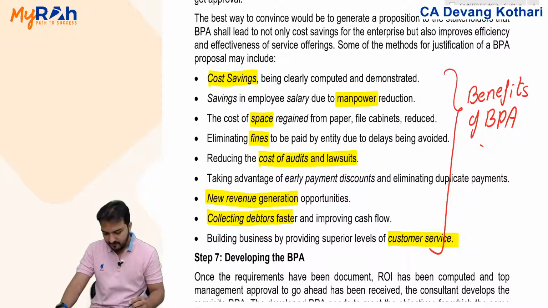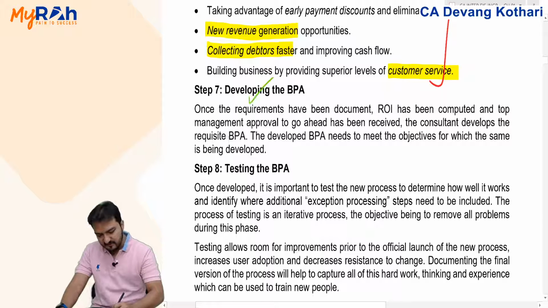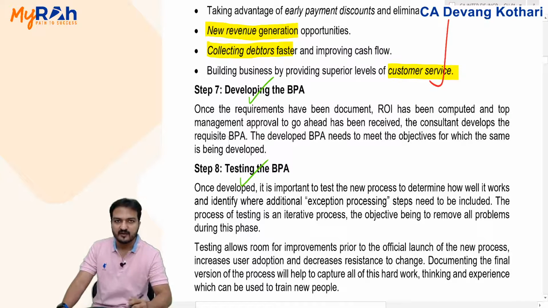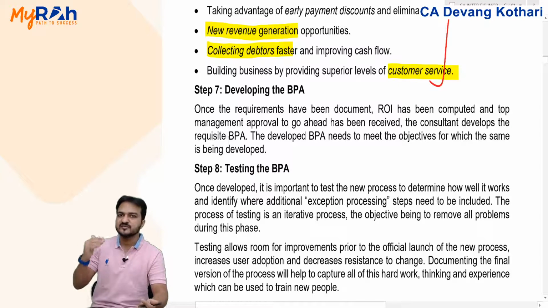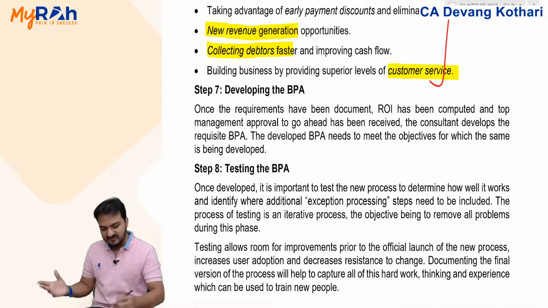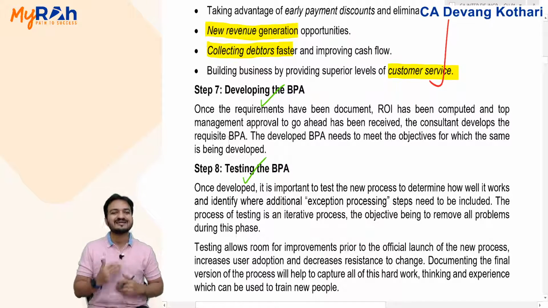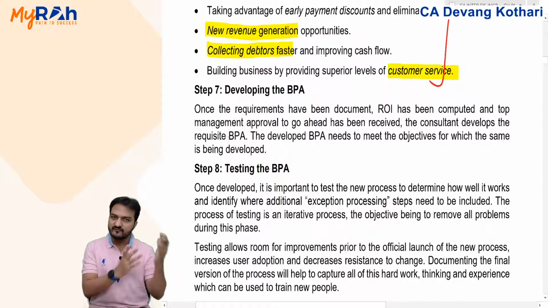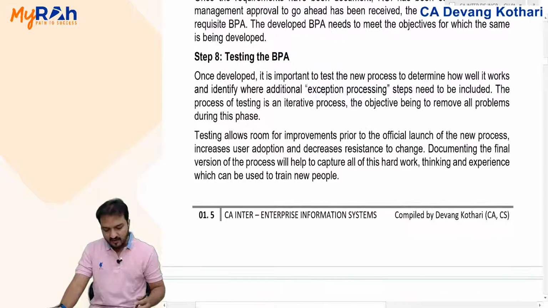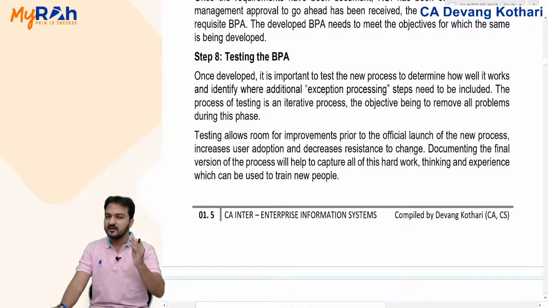And then the last two steps, developing the BPA, testing the BPA. Development and testing, simple, because once your top management is convinced, now you tell the programmer to make the software, that is developing the BPA, and once he has made the software, you need to do the testing of the software. After testing, you will give it for implementation. These are the different steps involved in the BPA.